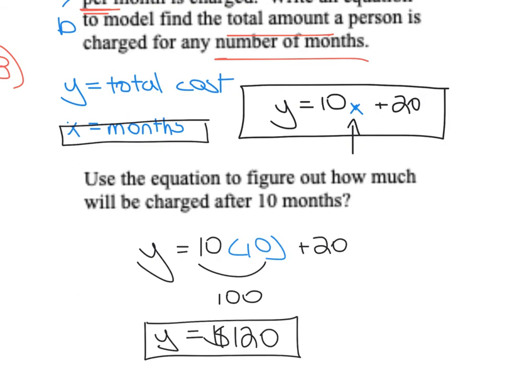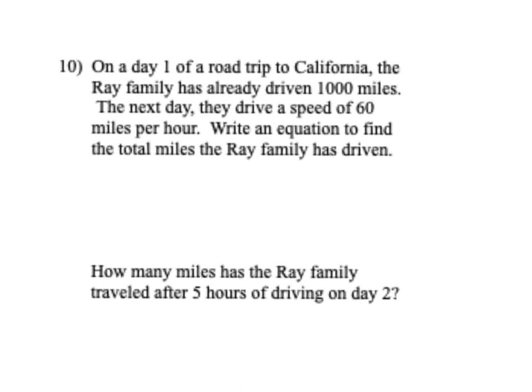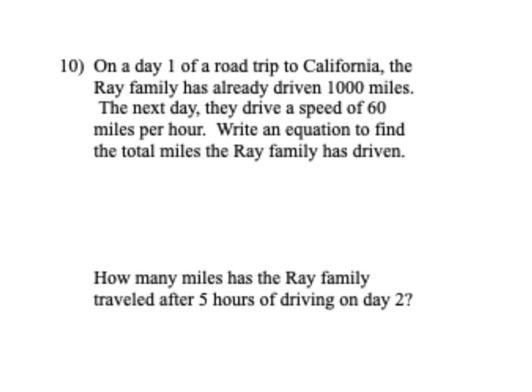Okay, last problem is about a person taking a road trip. And it says on day 1 of a road trip to California, the Ray family had already driven 1,000 miles. So that's where they began. Okay, so they've already done that. The next day, they drive at a speed of 60 miles per hour. And remember that per is our word for slope. And so 60 is going to represent our slope.